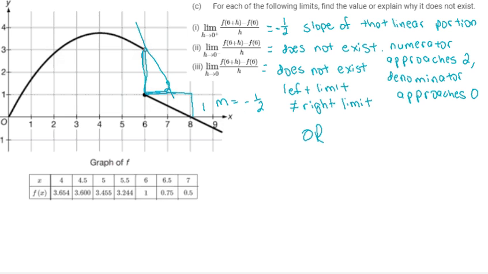Again, that is the definition of the derivative, and we don't have a derivative there because we have a jump discontinuity. And again, I'm writing this a little bit shorthand, jump discontinuity, so no derivative. And I do believe that is it for this video.